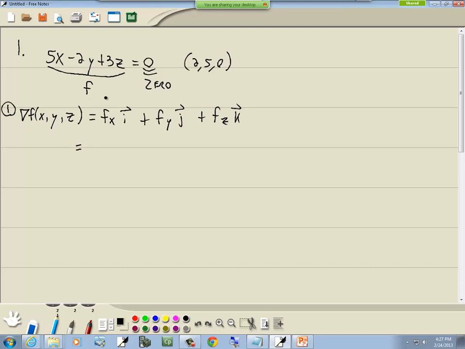So again, if I'm taking partial with respect to x, then the y and z are considered like constants, numbers. So the negative 2y plus 3z drops away, and derivative of 5x gives us 5. So this is 5i plus partial with respect to y. The x and the z term will drop away, and we're left with negative 2y. Derivative of negative 2y is negative 2. So negative 2j. And then the partial with respect to z is 3. So we'll have 3k. So we've got 5i minus 2j plus 3k.